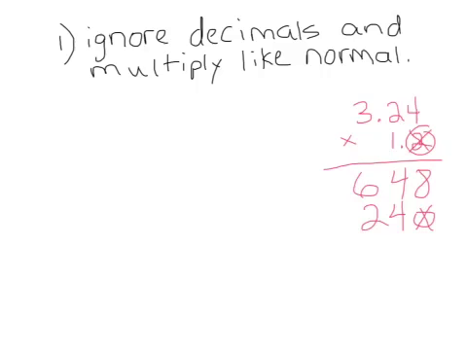1 times 3 is 3. And that's done. Now I add them together. Still ignoring those decimals. No, I'm not looking at you, decimals. Alright, so then I just add those up.